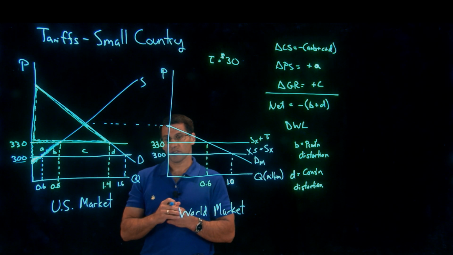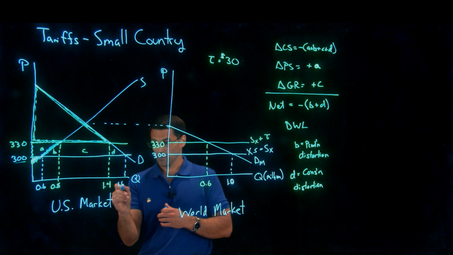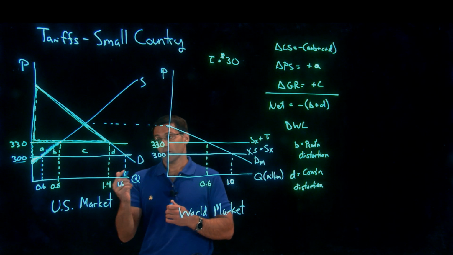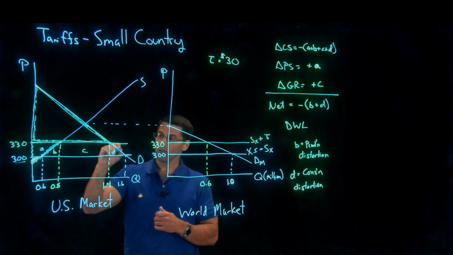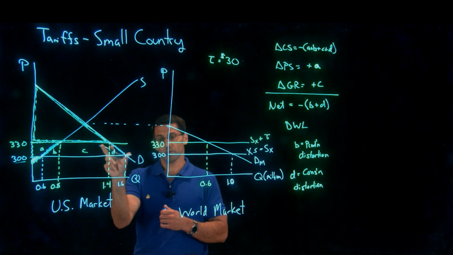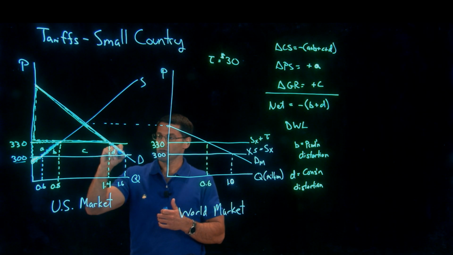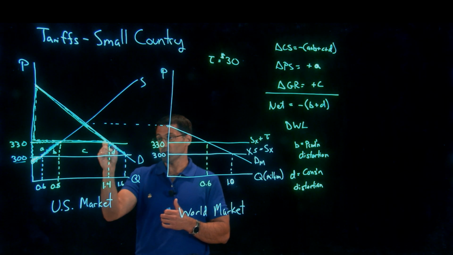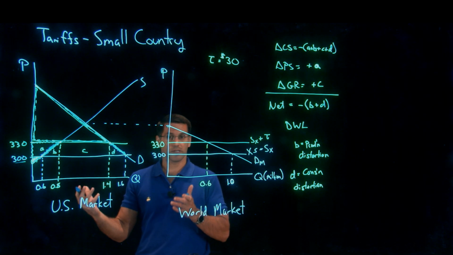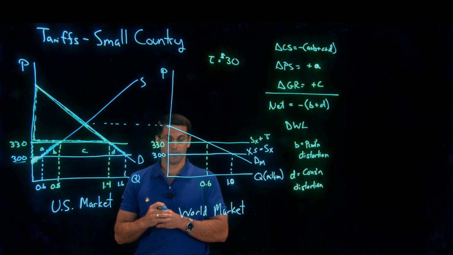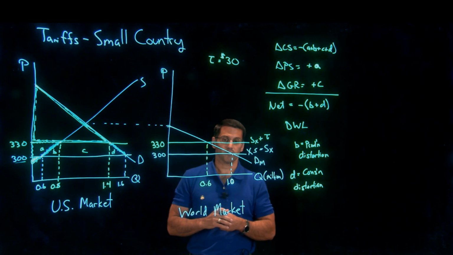D is our consumption distortion, because with the higher price, the consumers are cutting their consumption by 200,000 bicycles. These 200,000 bicycles are valued at more than the world price. Remember, the demand curve tells you how much value on the margin consumers place on those units of the good. Consumers value those bicycles at more than $300, but they don't buy them because with the tariff, with the tax, the price has gone up to $330. So those two distortions are the source of our deadweight loss.